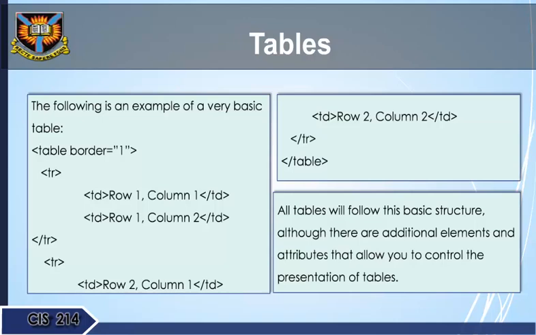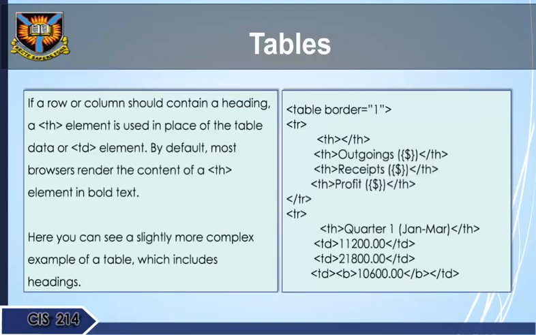If a row or column should contain a heading, a th element is used in place of the table data or td element. By default, most browsers render the content of a th element in bold text. Here you can see a slightly more complex example of a table which includes headings.